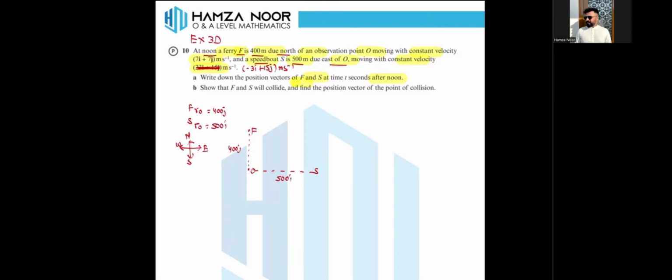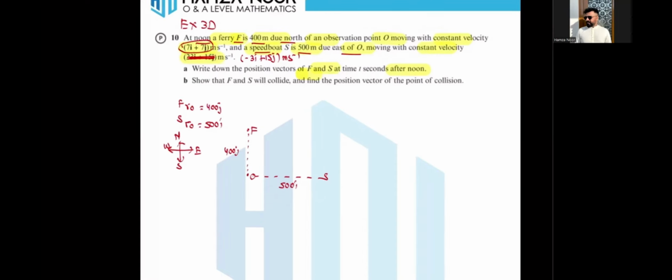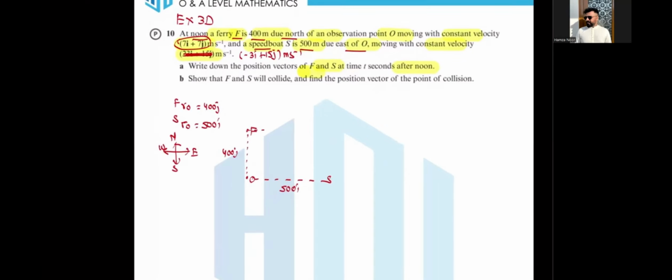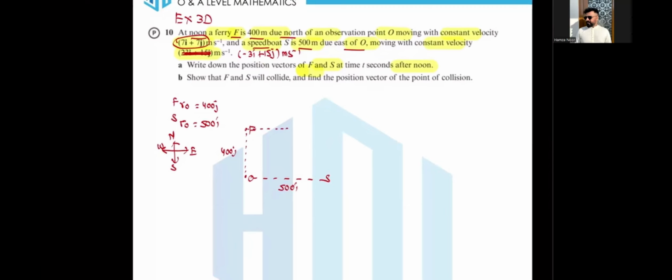So we need to find the position vectors of the ferry and the speedboat, and they are moving with constant velocities. The ferry is moving with a constant velocity of 7i plus 7j, meaning the ferry is over here initially. So the path of motion is basically 7i plus 7j. Since the constant velocity vector is given, horizontally this ferry is going 7 units, and vertically the same, 7 units. So 7i plus 7j is basically the path of motion. In this path, the ferry is moving.